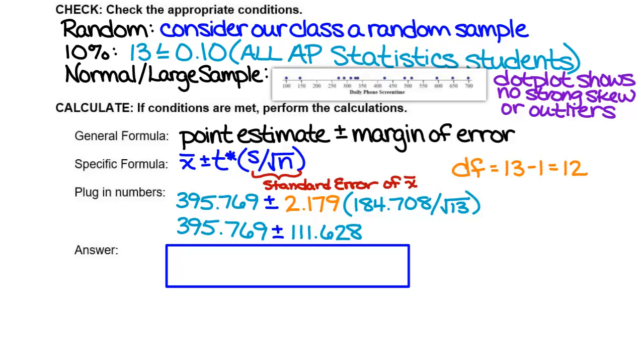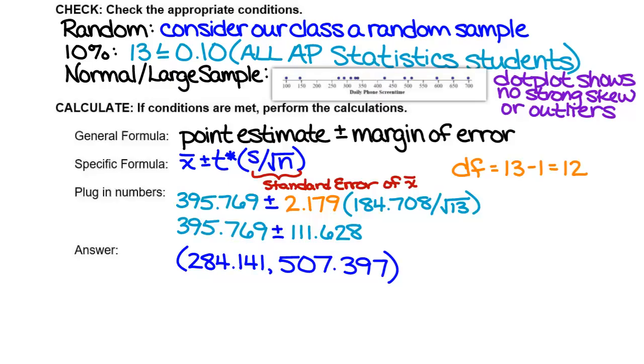from the applet. And so then we end up with an interval that goes from 284.141 to 507.397.